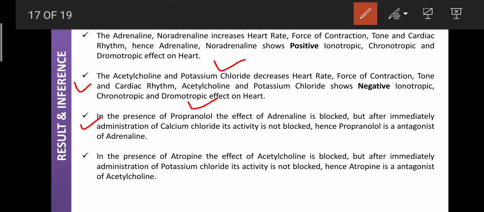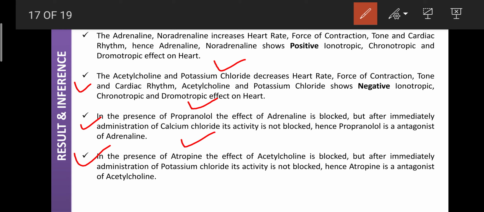Then the fourth conclusion: in the presence of atropine, the effect of acetylcholine is blocked, but after immediate administration of potassium chloride, the potassium chloride activity is not blocked. Hence, atropine is an antagonist of acetylcholine. If there is any overactivity of acetylcholine, the person may suffer from bradycardia, hyperacidity, or allergic reactions. That can be treated with the help of atropine.